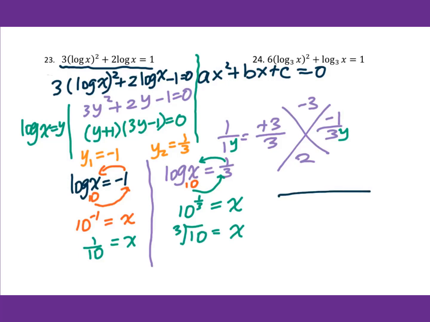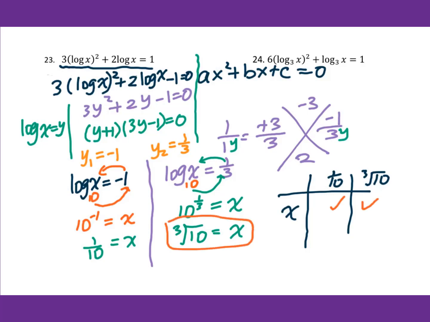Then you need to check the argument. We have the argument is just x: 1 over 10 and cubic root of 10. When you plug in, both are positive, which means these two solutions are valid.